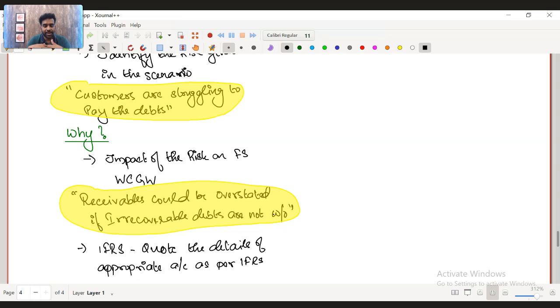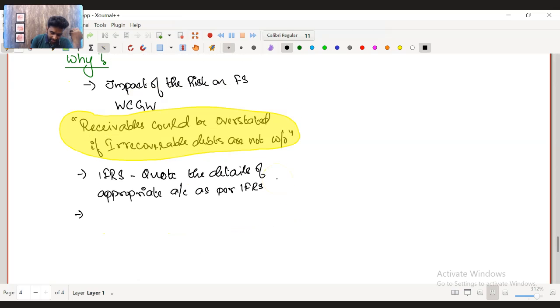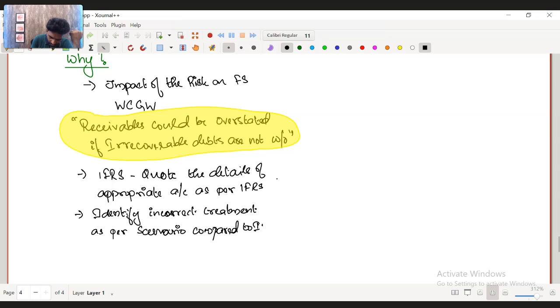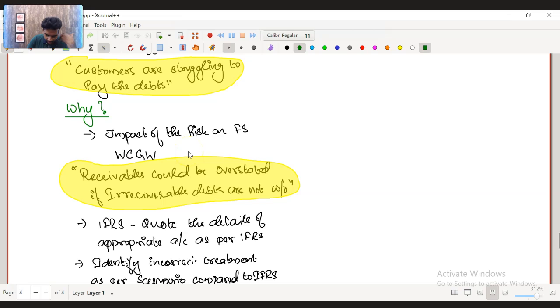You need to pick up points from the scenario and explain if there are any wrong accounting principles that have been used, then you need to explain that that is wrong. If you need more information, you need to explain you need more information. You should also identify the incorrect treatment as per the scenario compared to IFRS. And if you need more information, then you need to write you need more information and details, which will help you to score the professional marks as well.